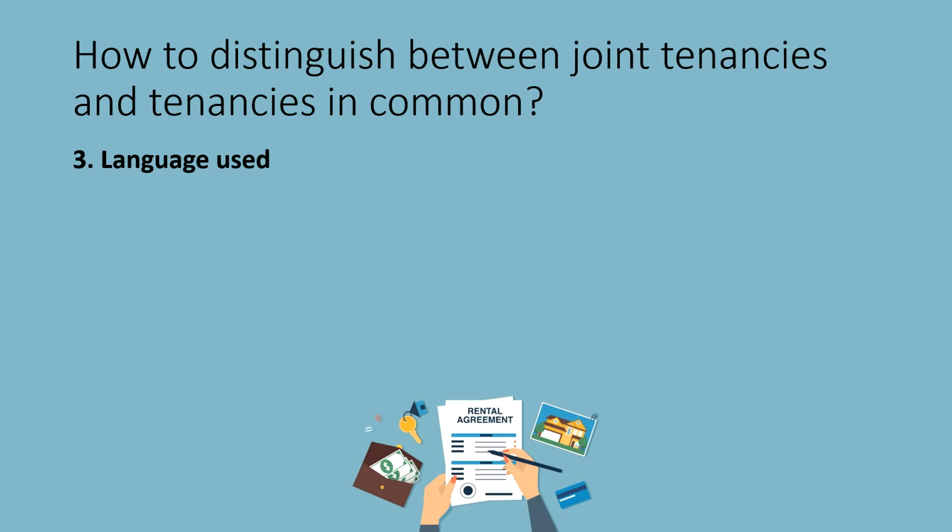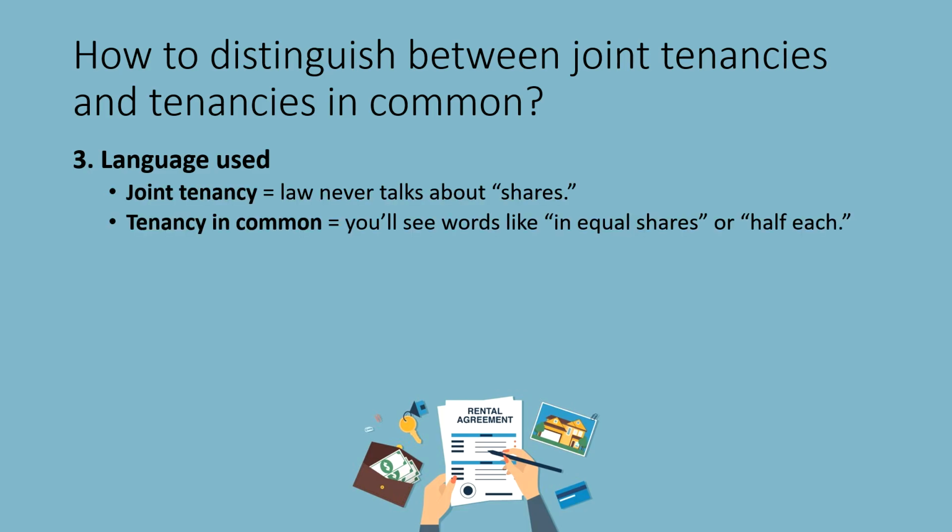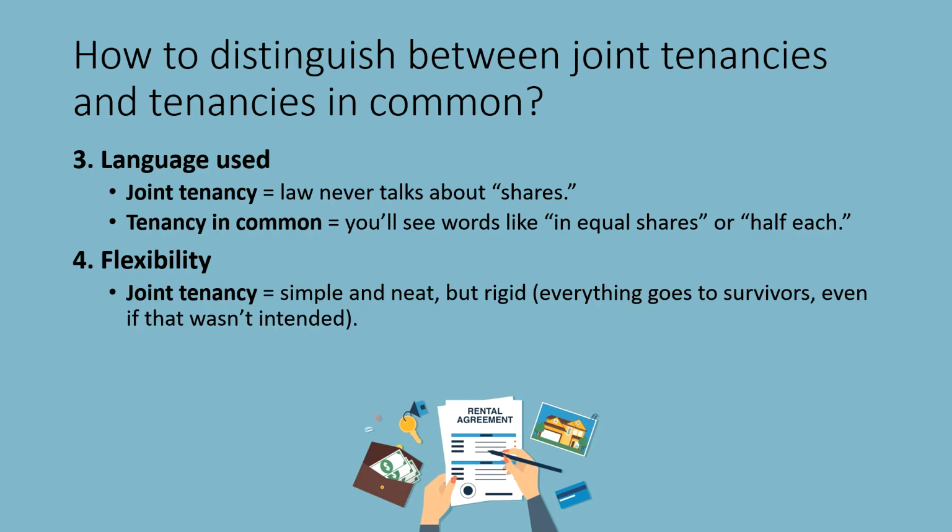Then we also need to look at the language that's being used in the contracts and trust documents. In a joint tenancy, because everyone owns everything together as a whole unit, there can't be any mention of shares in those documents. That would be a conflict, wouldn't it? Whereas in a tenancy in common, you will pretty much always find something like unequal shares or half each, or some kind of language that speaks of shares or different kinds of possession. Those are things we need to keep in mind.